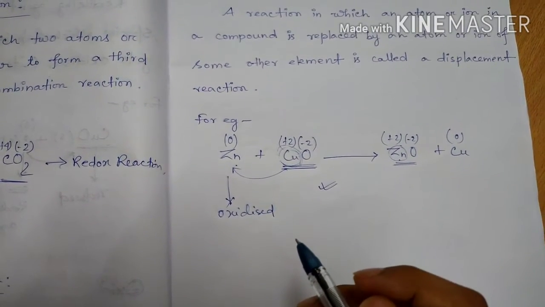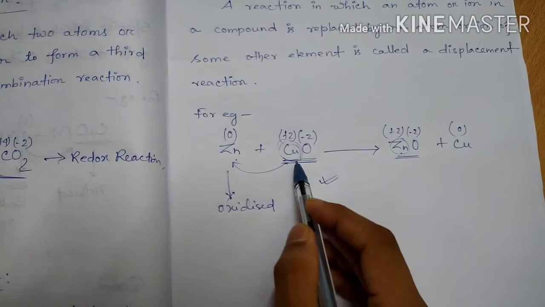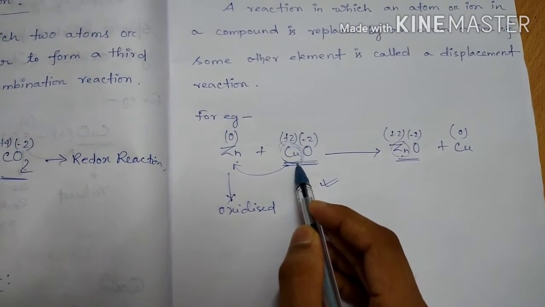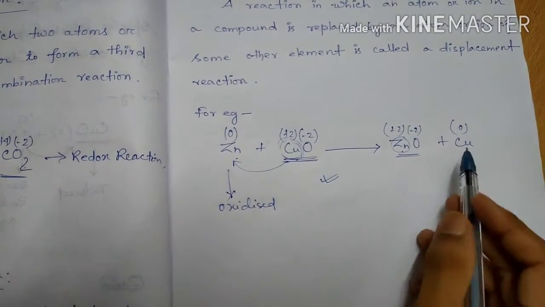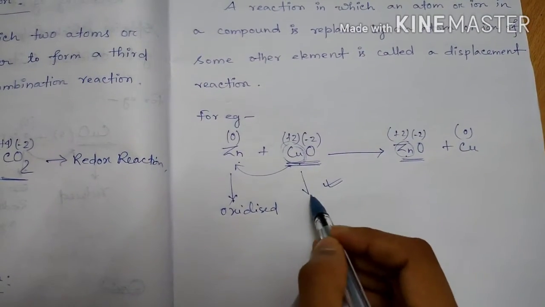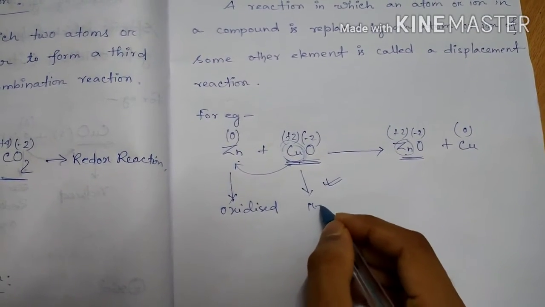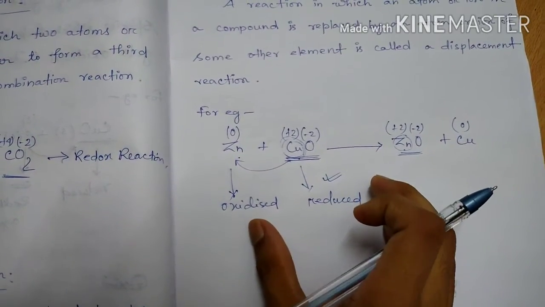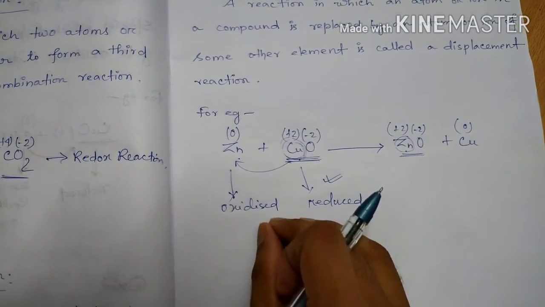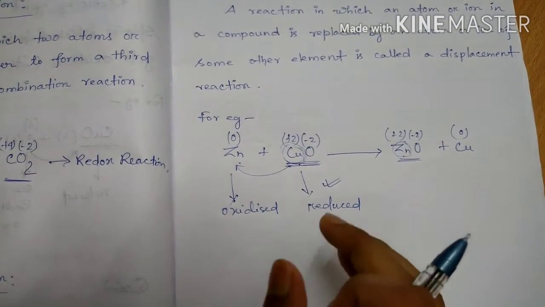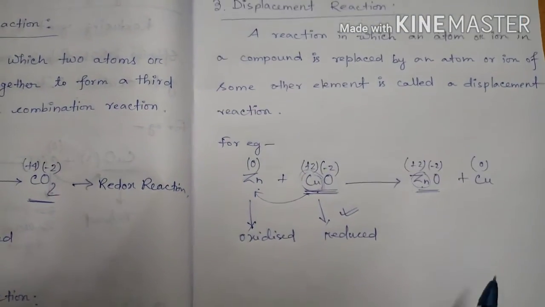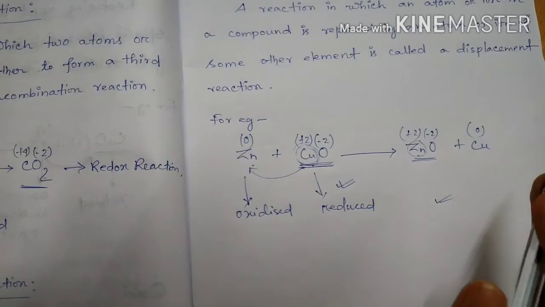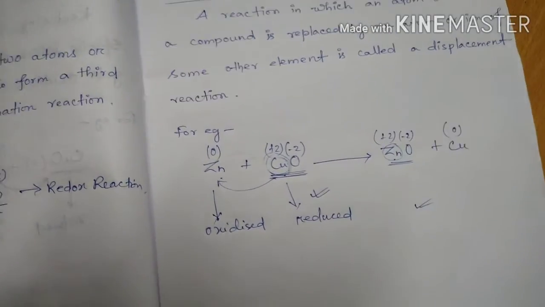Okay, and you see the oxidation number of copper decreases from +2 to 0. That's why this copper is reduced in this reaction. So here also in this reaction both oxidation and reduction take place, so that's why this reaction is also a redox reaction. Okay, so displacement reaction is clear.